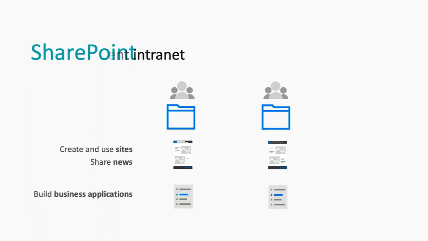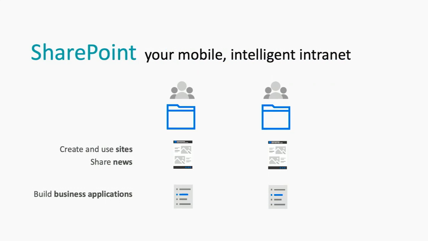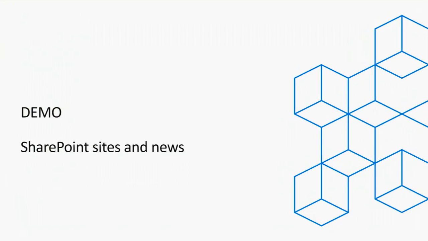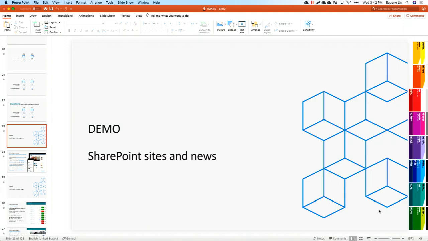To accomplish these things, SharePoint is your mobile intelligent intranet. It allows you to work together on all of your team's content, whether they're pages or news or lists. I'm going to show you now some of the things that you can do for your team's content in SharePoint.